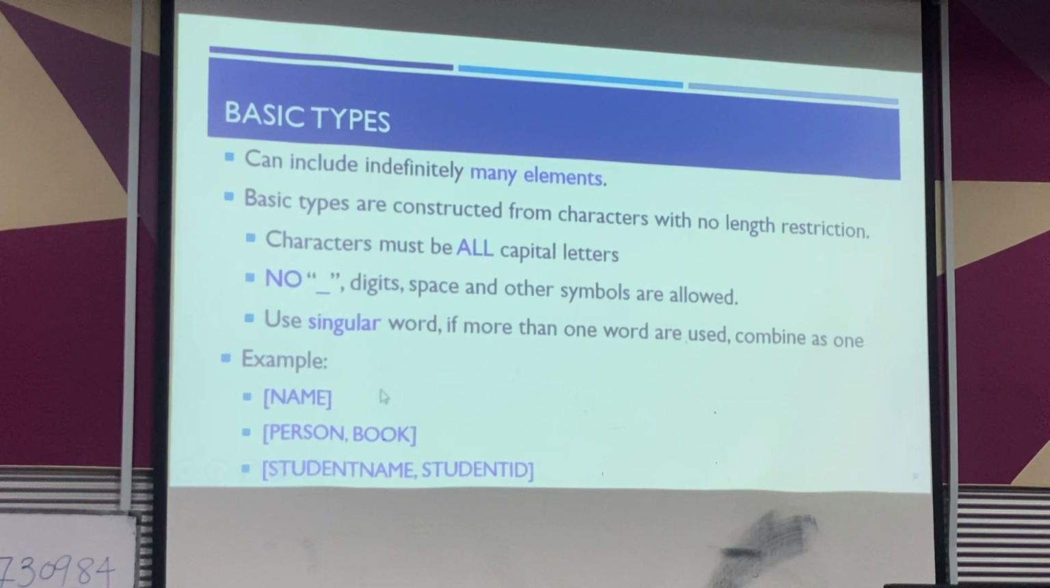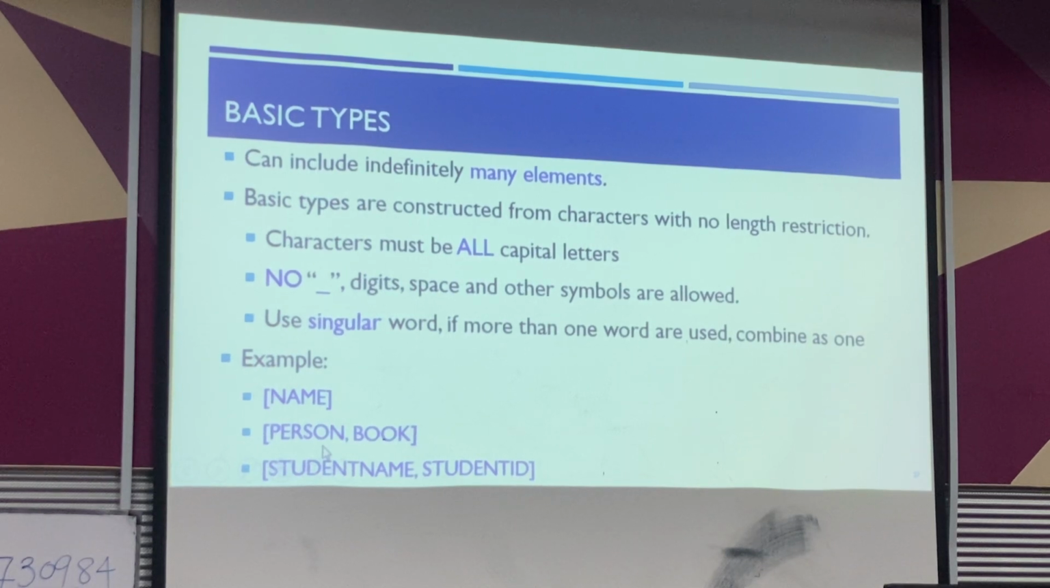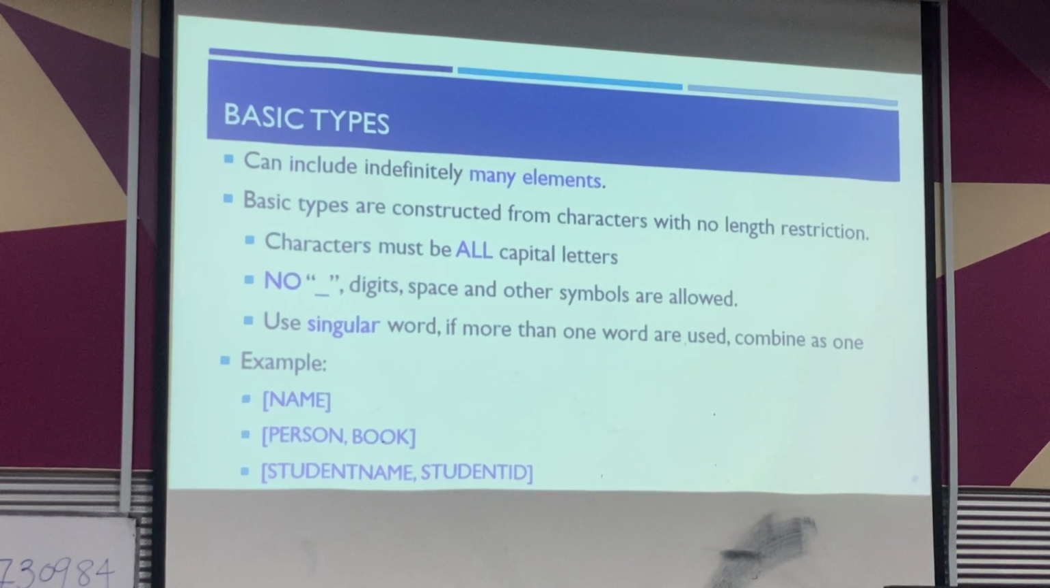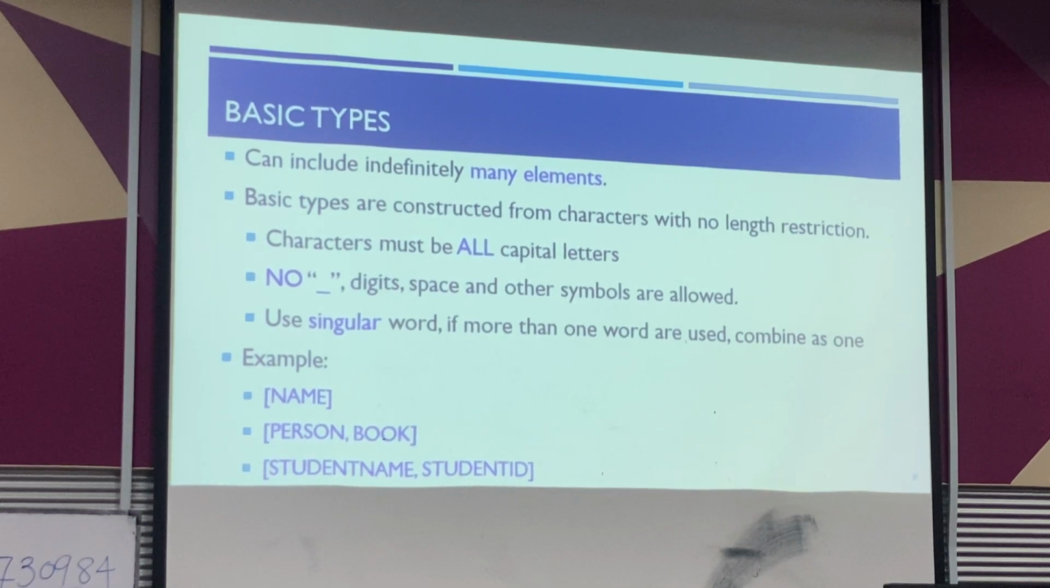So for example, NAME. Capital letters, you put inside square brackets. Then PERSON. If let's say for your module you want to have your own basic types, you can put a comma like this. But my suggestion later for the assignment, you will see that I will suggest what to do one by one, because you are going to write a description for it. But you can do it like this.